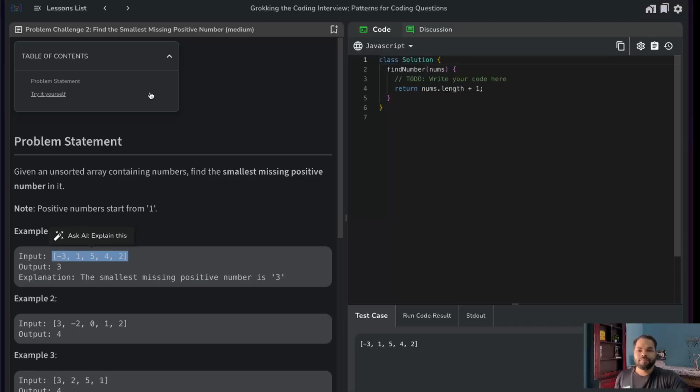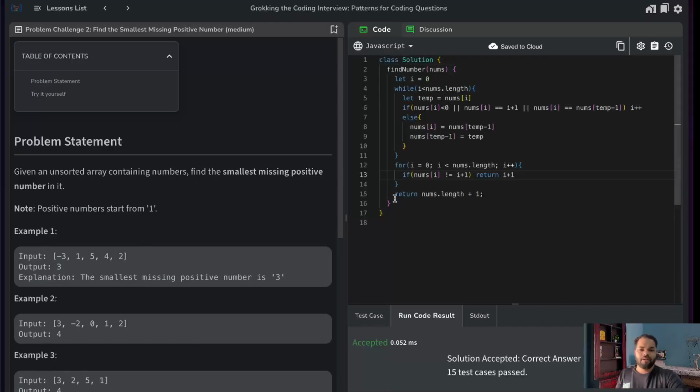Let's do that. Do I need to write the logic again? Yeah, I'll do that. So here is the implementation, the same thing.